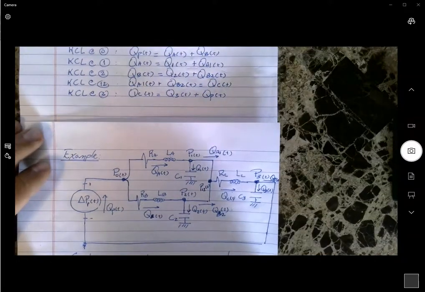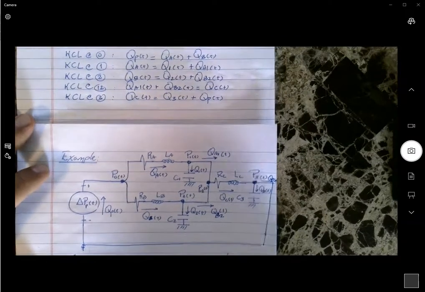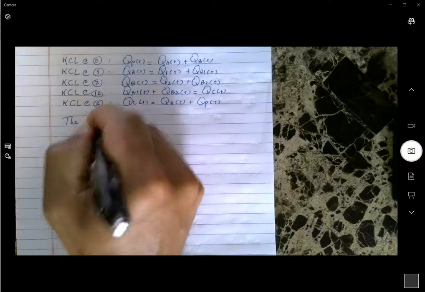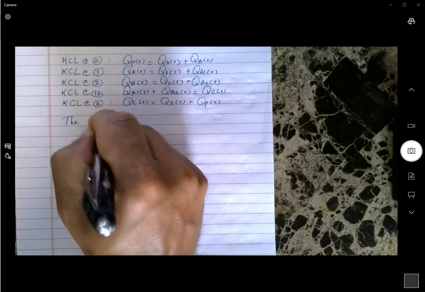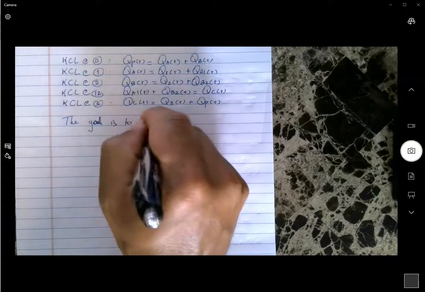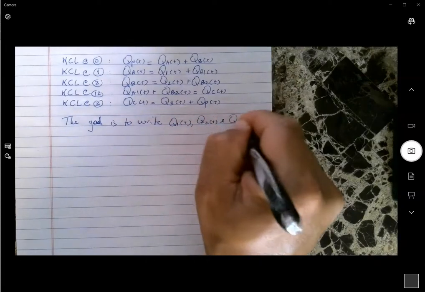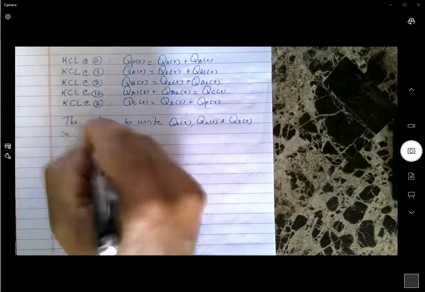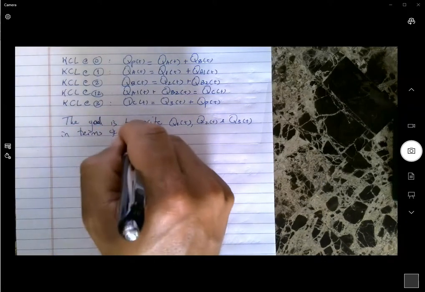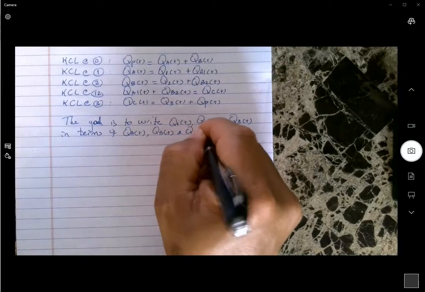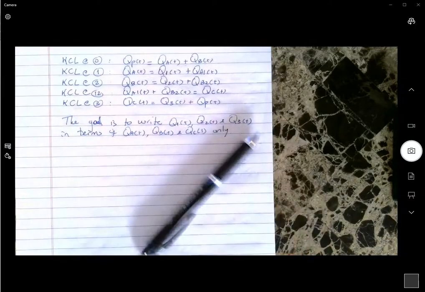Continuing. All right. So what do we want out of these sort of equations? Remember that we want to eliminate Q1, Q2, and Q3. So the goal is to write those in terms of QA, QB, and QC, which are the ones that we want to keep. So the goal is to write Q1, Q2, and Q3 in terms of QA, QB, and QC only.